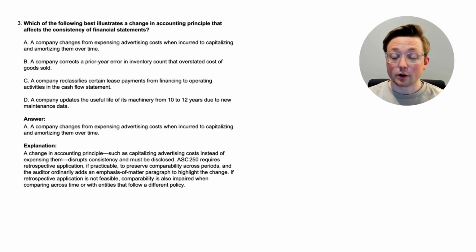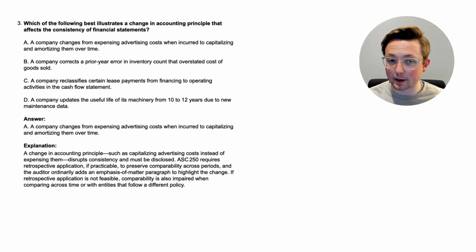A, a company changes from expensing advertising costs when incurred to capitalizing and amortizing them over time. So this would be a change in accounting principle, and that would affect consistency. We did talk a little bit about that in the previous question, so let's go through this. A change in accounting principle, such as capitalizing advertising costs instead of expensing them, disrupts consistency and must be disclosed. ASC 250, which by the way, you probably don't really need to know, but I just wanted to throw it in there, requires retrospective application, if practicable, to preserve comparability across periods. And the auditor ordinarily adds an emphasis of matter paragraph to highlight the change.